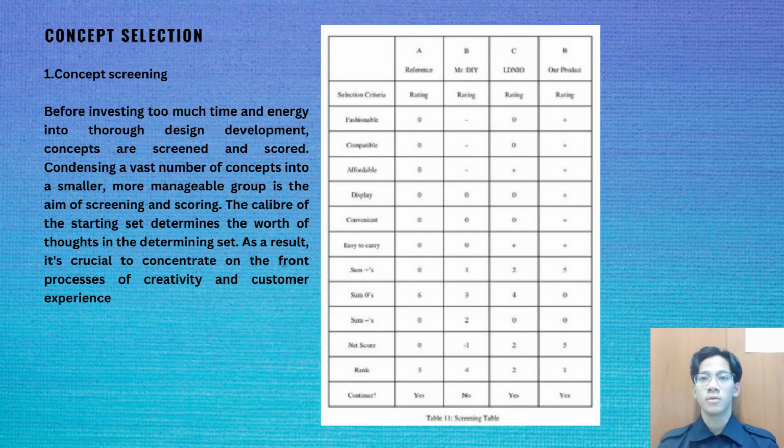Assalamualaikum warahmatullahi wabarakatuh. My name is Nasim bin Ahmad Puat. My matric number is 2112205889. Now I will present about concept selection for our product.